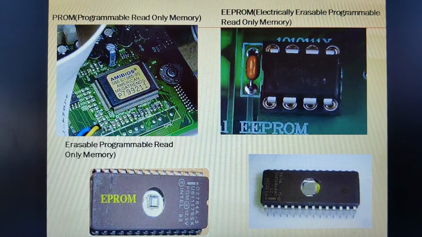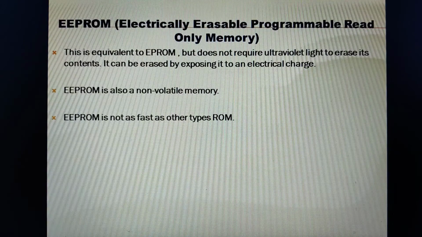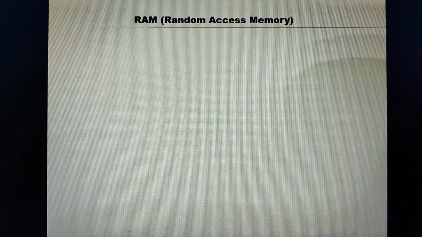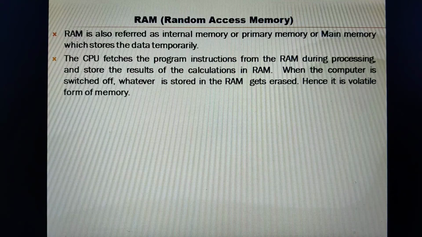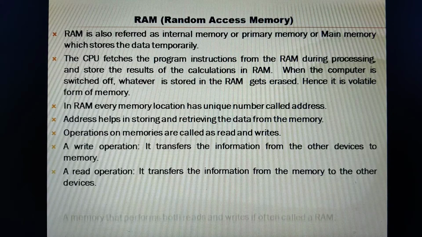A very important question: what is ROM, and explain the different types of ROM. Now let us discuss the next memory, the primary memory, that is random access memory. So what is random access memory and what are its different types? We shall discuss. Random access memory is also referred to as internal memory or primary memory. You can even refer to it as main memory that stores your data temporarily.